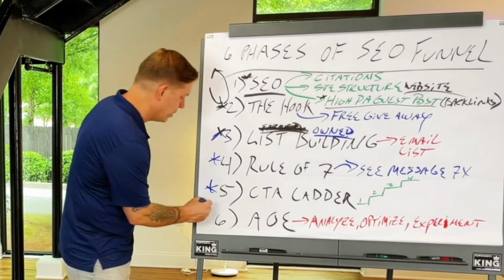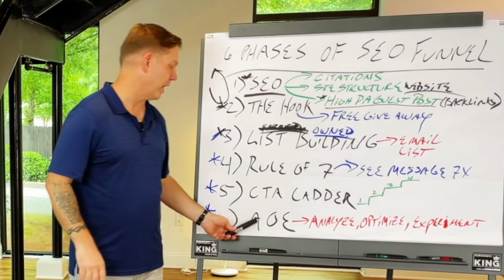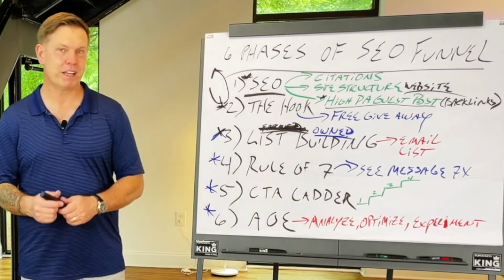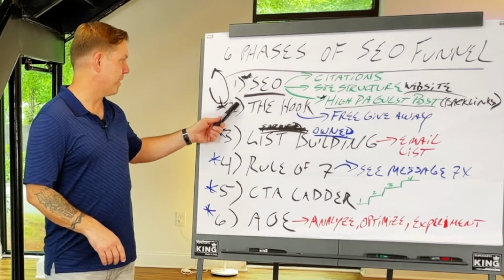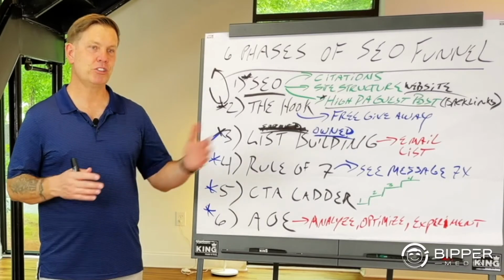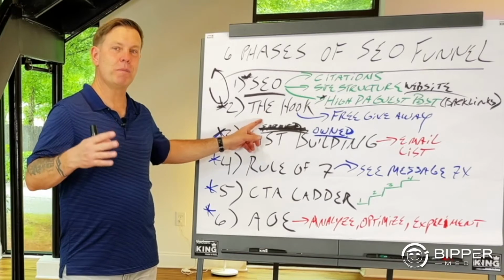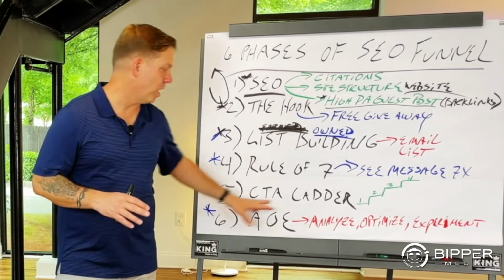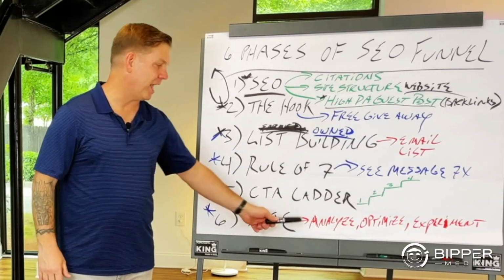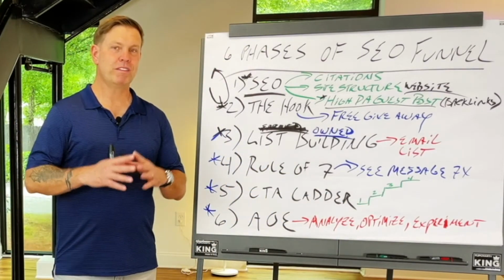And then finally, number 6 of the 6 phases of the SEO funnel is what we call AOE, which really stands for Analyze, Optimize, and Experiment. So as you're going through these phases 1 through 5, I think you will naturally, as you're getting more traffic and more leads are taking you up on your free giveaway, and you're walking them through the ladder and you see what customers are purchasing more frequently, you need to analyze that data, optimize, and experiment with different offers, all right?